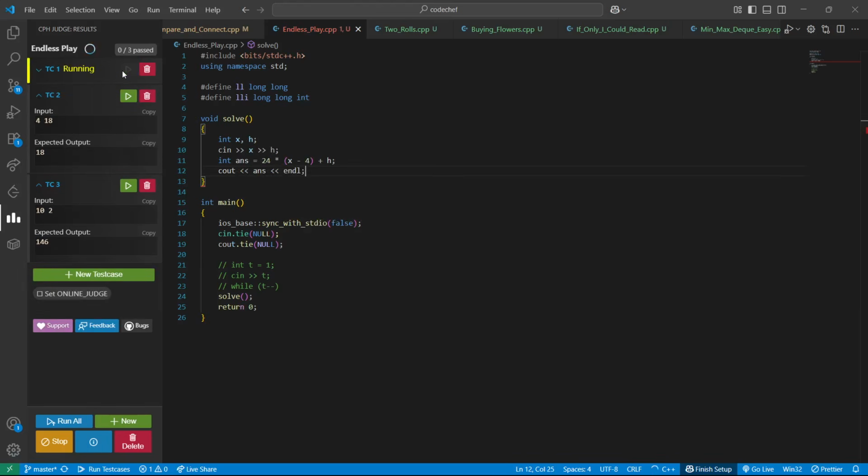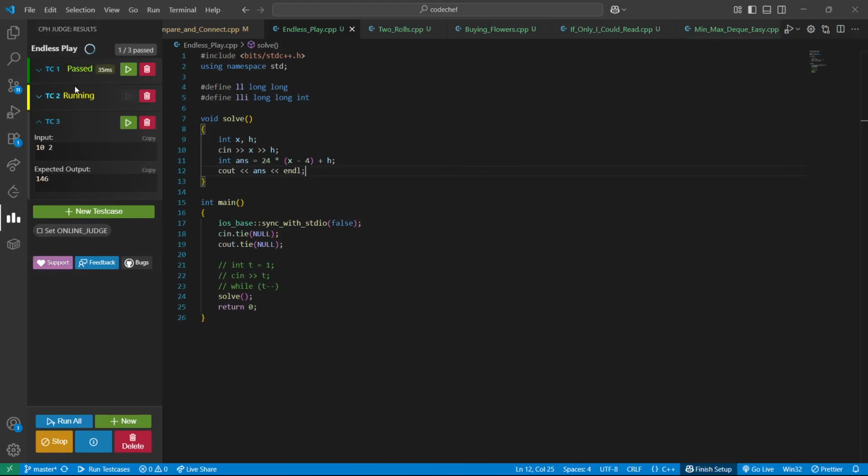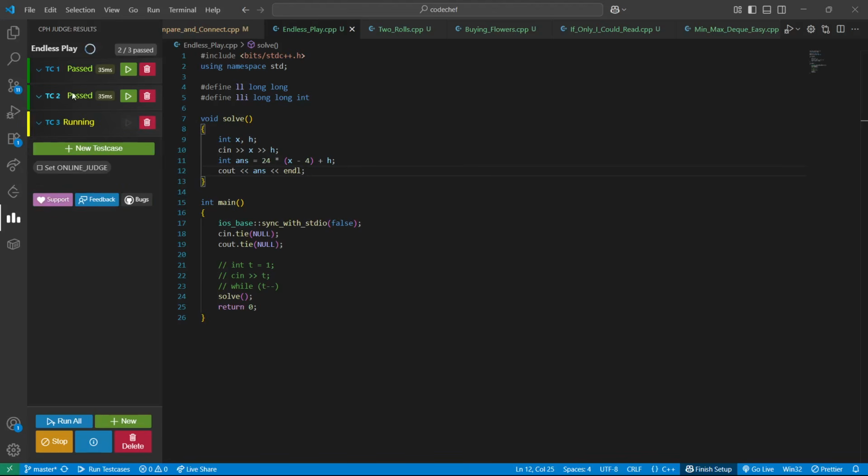Let's try to run it. It is getting accepted. Let's try to check the second case. Let's try to check the third case. So all are getting accepted. Let's try to submit it.